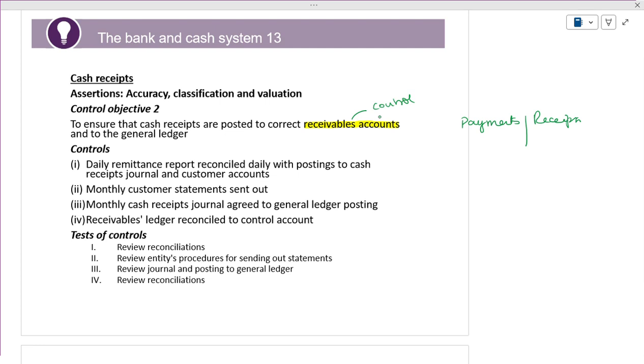Daily remittances report, daily with posting to cash receipt generals. We are comparing. See, there are three documents. You will have the daily reports. You will have the general. You have the cash general and you have the customer accounts.